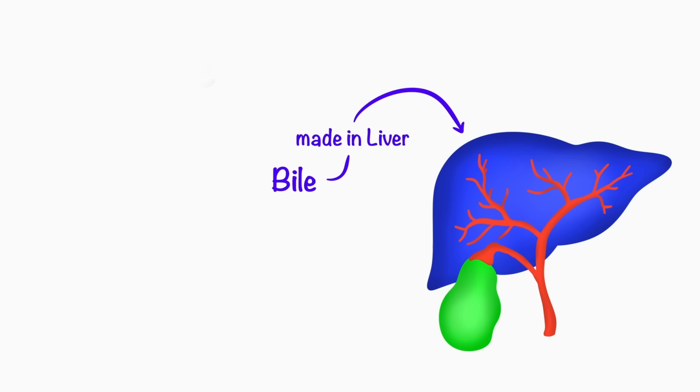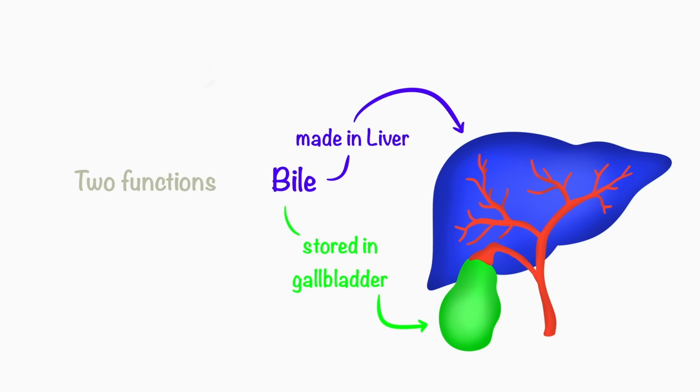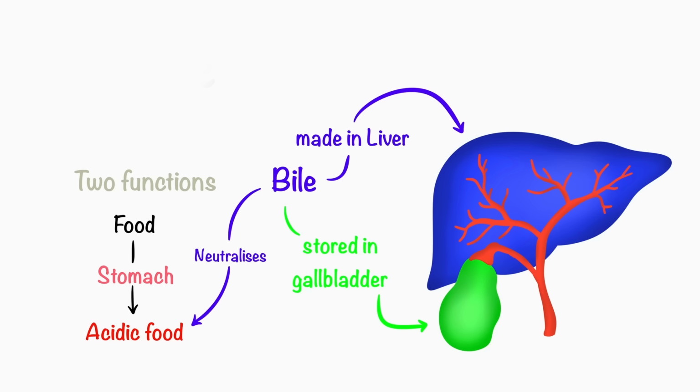While not an enzyme itself, bile plays a crucial role in the digestive process. Bile is produced by the liver and stored in the gallbladder until needed. It serves two important functions. First, food leaving the stomach is highly acidic due to stomach acid, but enzymes in the small intestine work best in alkaline conditions. Bile helps neutralize this acid, creating the optimal environment for these enzymes to function.